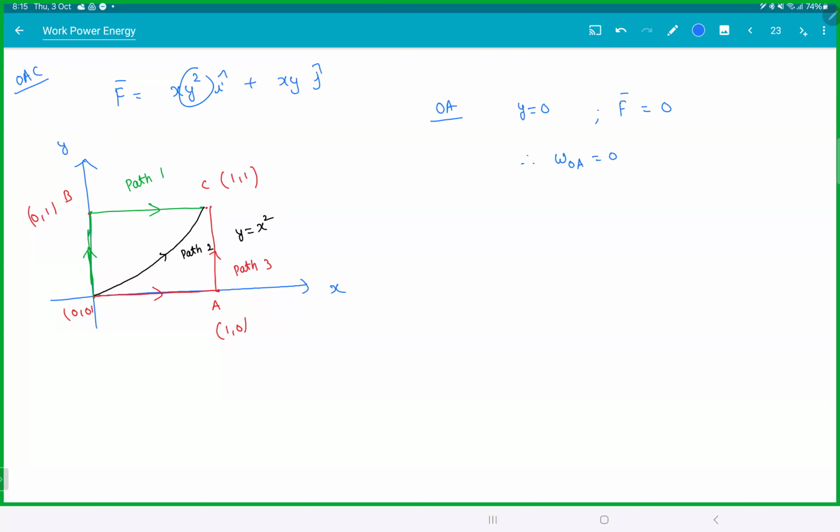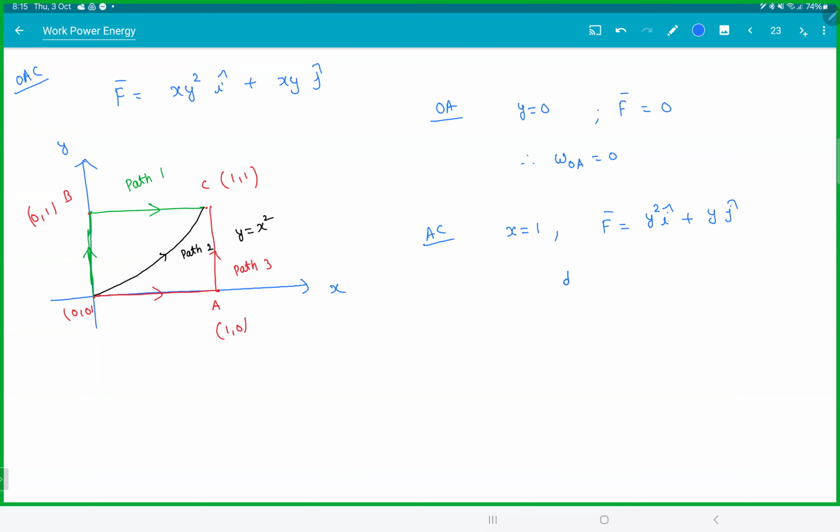Look, y is 0, y is 0. There is no force only. That means when you're traveling on the x-axis, there is no force. Now, second part, when you're going from A to C, x coordinate is constant, x is equal to 1. That means your force becomes y square i cap plus y j cap. So only y coordinate is changing.